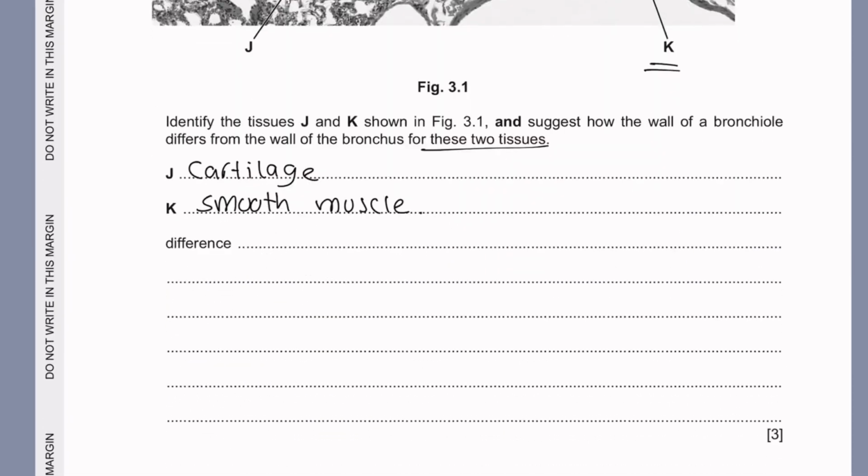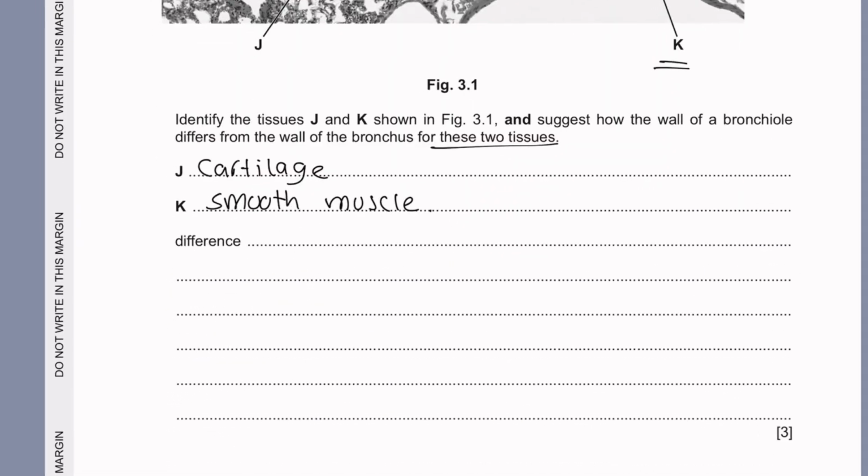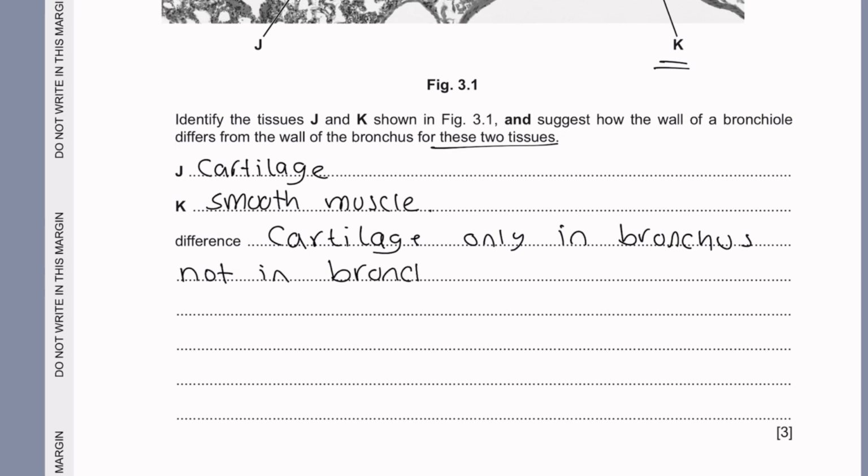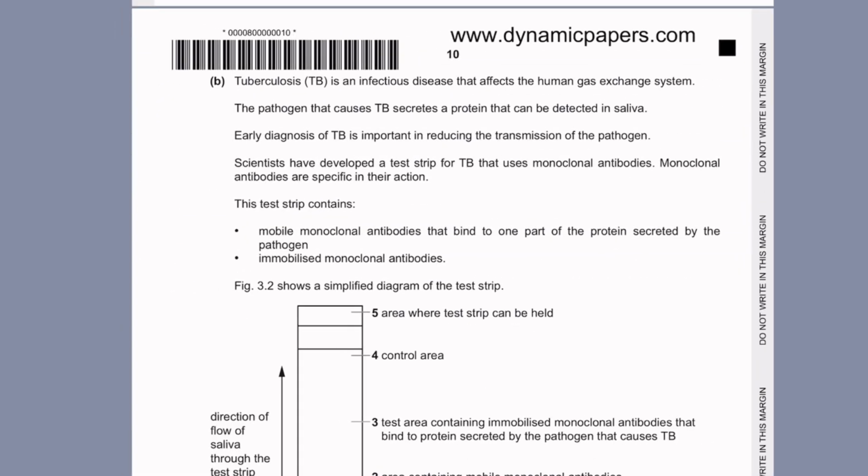let's think about. Okay, he's looking for the difference, and I think that identify and suggest how the wall of the bronchus differs from the wall of the... Okay, I think that we can just list one point here, and we should be good. So cartilage only in bronchus, definitely not in bronchioles. Okay, because I think it's pretty much the only clear difference that we have identified before.